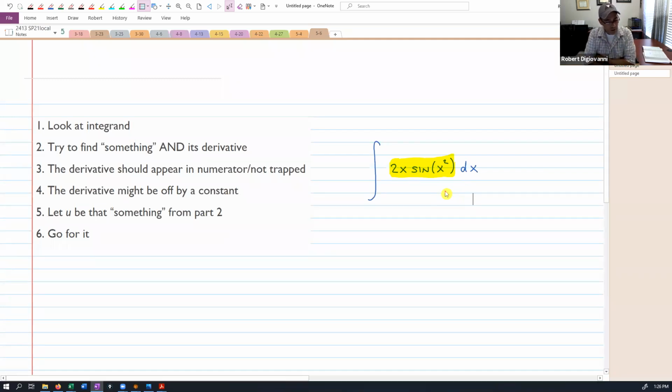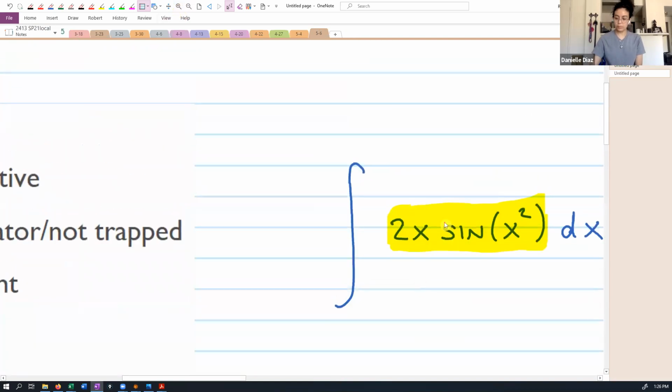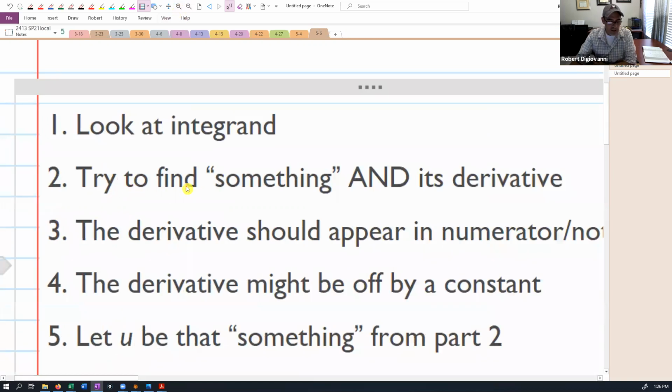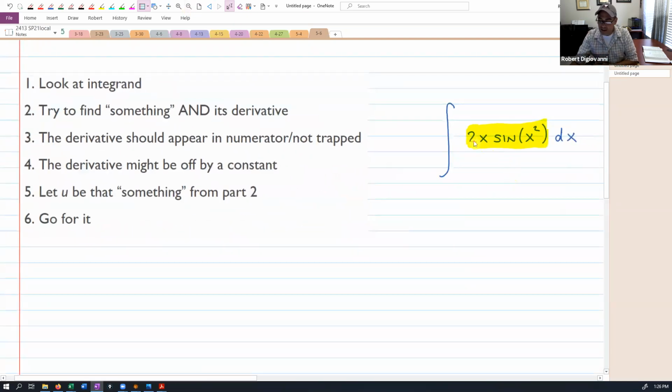For this substitution, I'm going to look at the integrand. Everyone looking at it? Look at it. Okay, we're looking. Try to find something. I'm not telling you what it is. Just try and find something, and also its derivative. Meaning the something that you see in there, I also want you to see its derivative there. So does anybody see in this integrand something and its derivative?